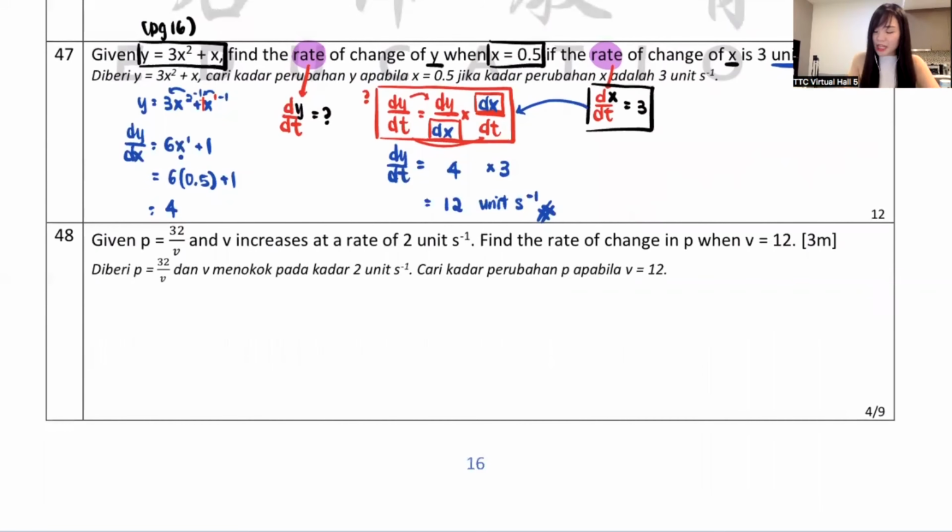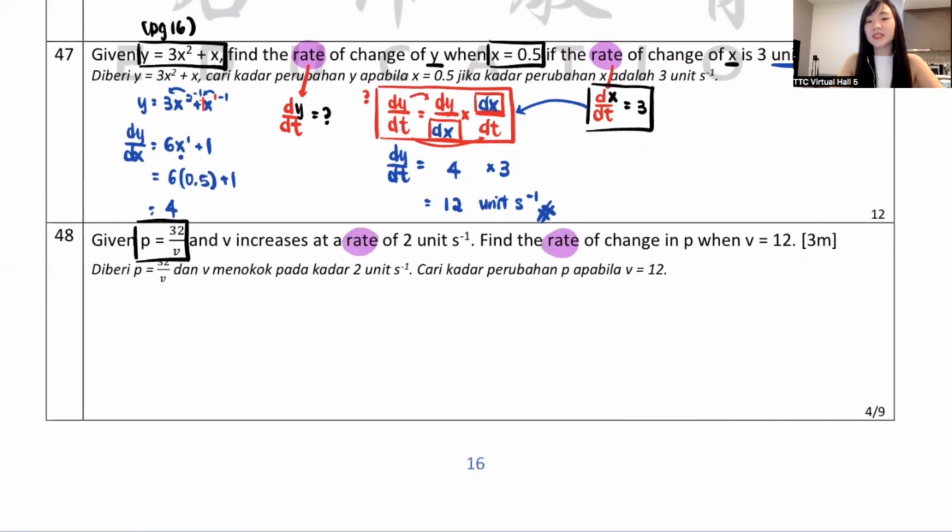Second one, 48. They say P equivalent to 32 over V. And V increases at the rate of 2 units per second. Find the rate of change in P when V equals 12. I finish reading. I repeat again. The keyword is rate. And as what I say, whenever they ask you a rate, they will give you a rate. So there's 2 rates. So 1 rate here, 1 rate here.